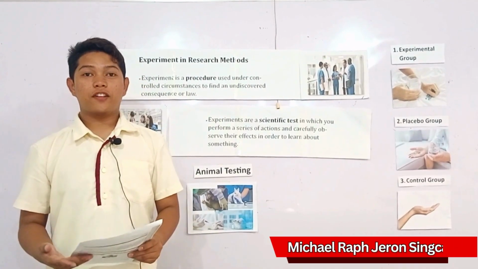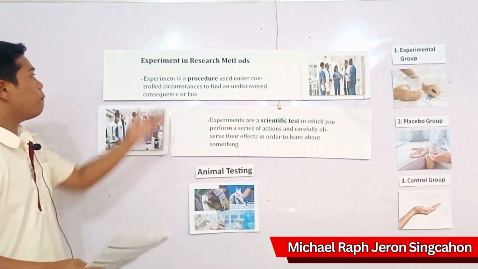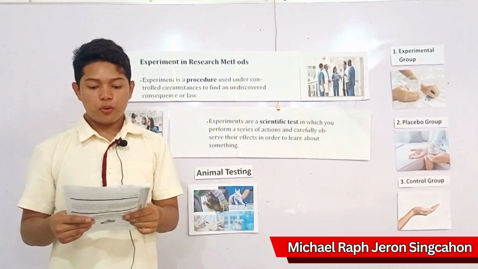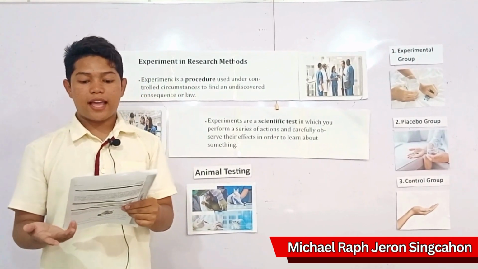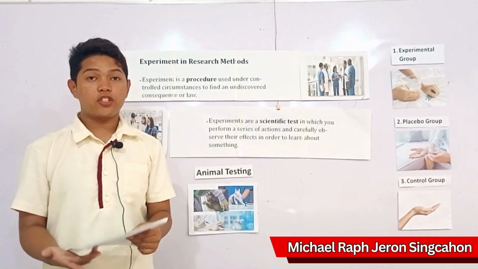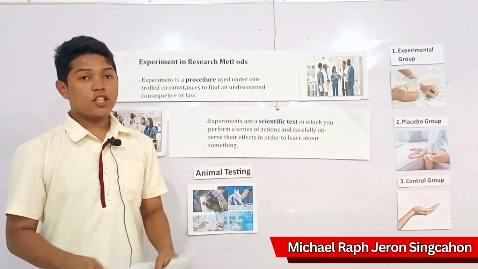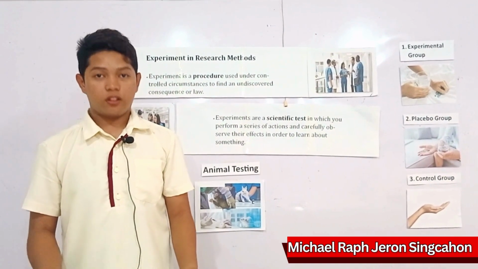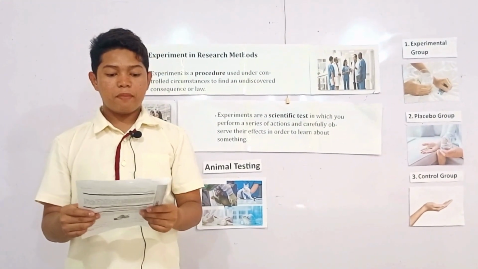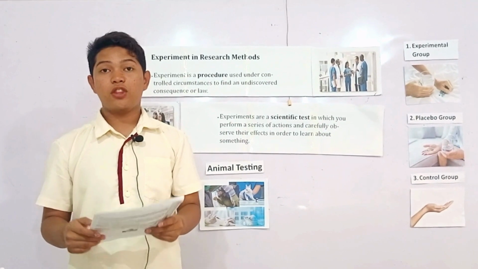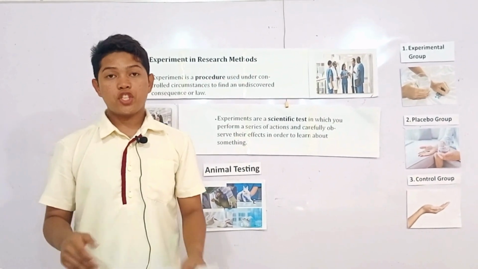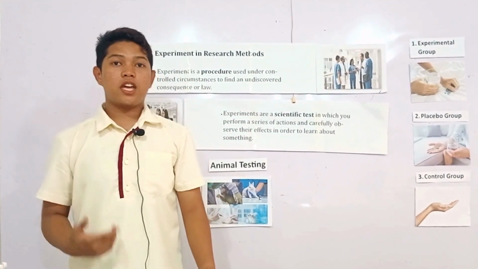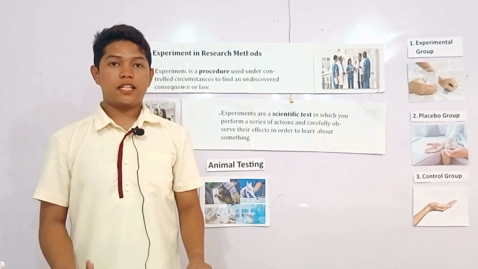In continuation of our topic, now let's proceed to experiment and research method. Experiment is a procedure used under controlled circumstances to find undiscovered consequences or law. This is to verify or test the theory or provide an example of existing law. Also, it is a method of data collection designed to test hypotheses, which is commonly used in laboratories with a common goal of eliminating threats to internal validity.